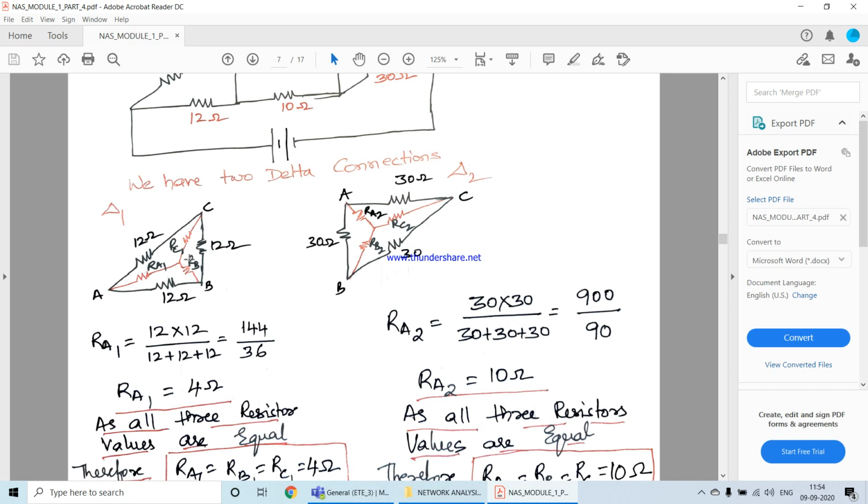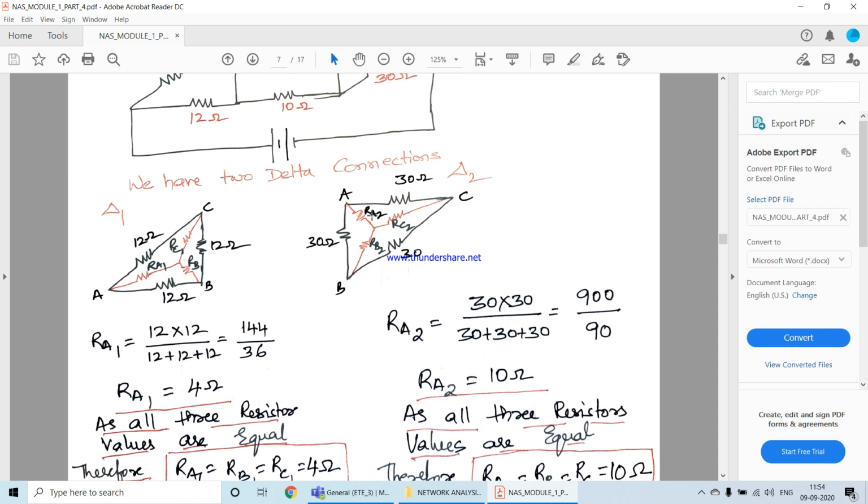Now, RB1 and RC1 are, all three resistances are equal to 12 ohms. Therefore, RB1 and RC1 will also remain as 4 ohms only. So here RA1 equals RB1 equals RC1, which is equal to 4 ohms.